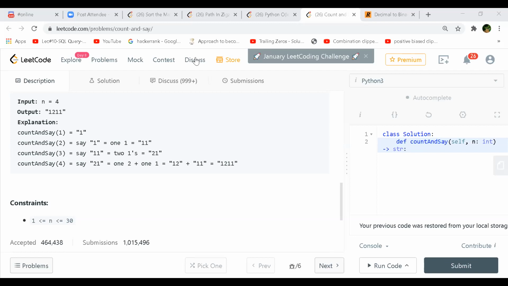It's a very unique problem. So you're saying count and say of n minus 1, the previous level, right? And then you keep on building from the bottom, the base case, and come up. Okay, makes sense now.